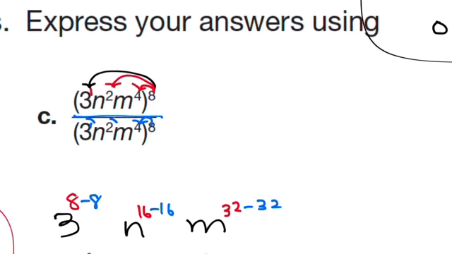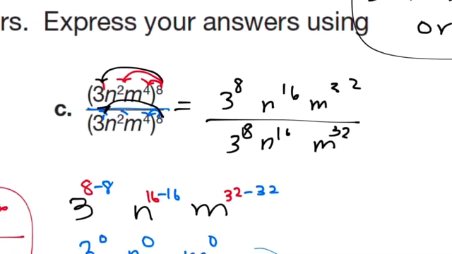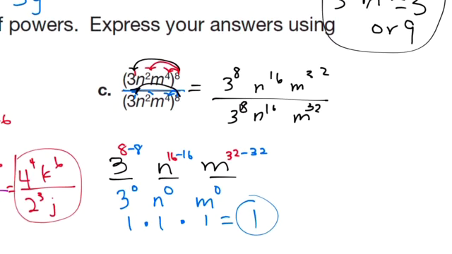And here's B, C. This you would distribute first, right? Got 3 to the 8, n to the 16, m to the 32. And on the bottom you get 3 to the 8, distribute that, n to the 16 and m to the 32. And then you subtract them. You got a base of 3, m, and answer is 1.